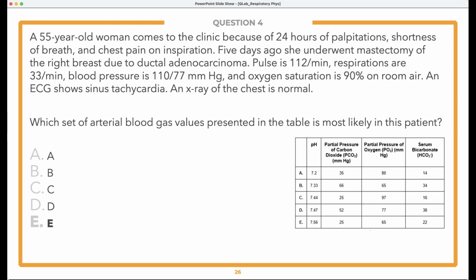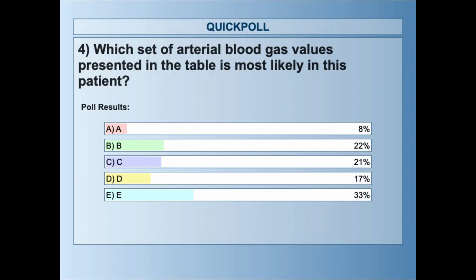Just sharing the results there. About a third of you got that one right. That is the leading vote getter. So that's well done. Well done again. But quite a few of you got tripped up a little bit. So let's walk through this one.